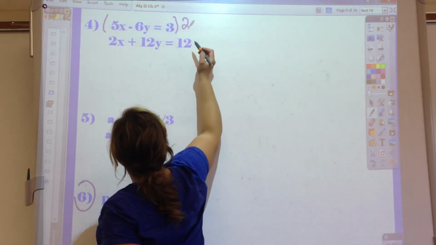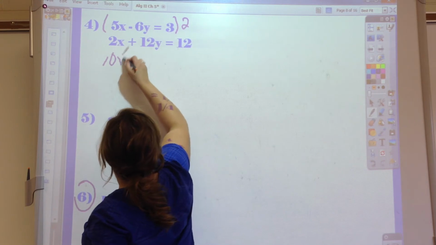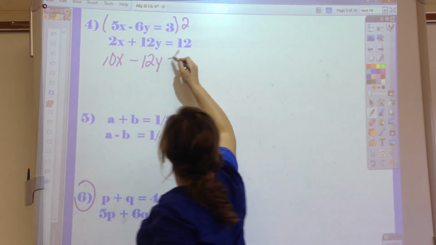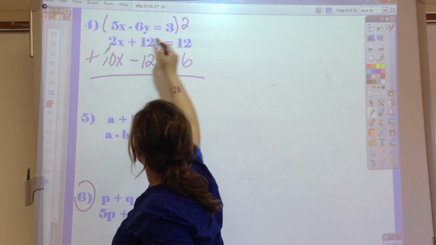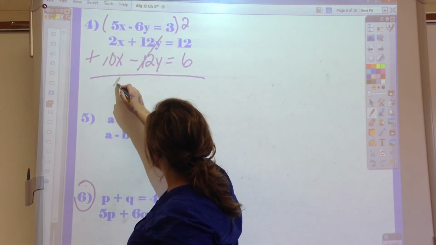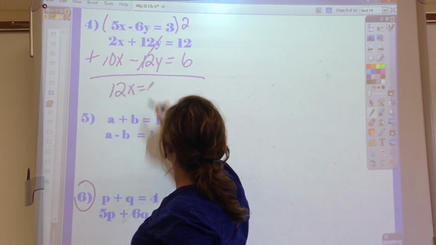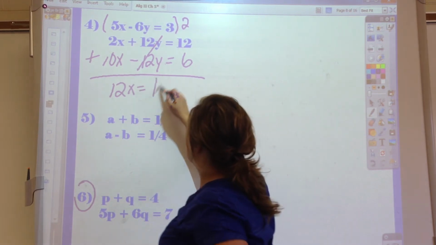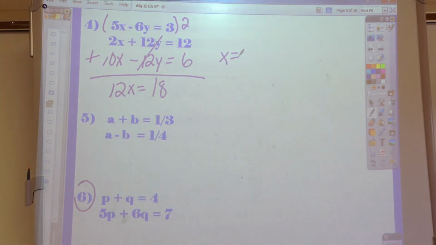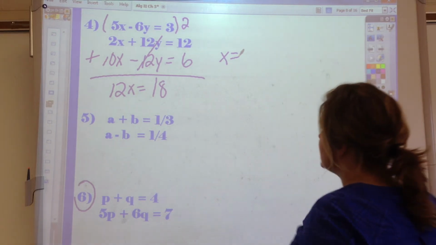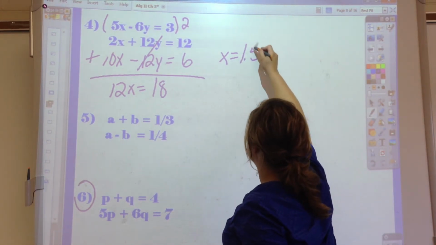I'm going to multiply this top equation by 2, and I get 10x minus 12y equals 6. When I add those two equations together, my variables cancel for y, and I get 12x equals 18. Oh no, we end up with something we don't really like. Nobody really likes ending up with decimals, but we're going to have to get okay with that. A lot of your solutions in this section will be decimal answers. Divide both sides by 12, and x equals 1.5.